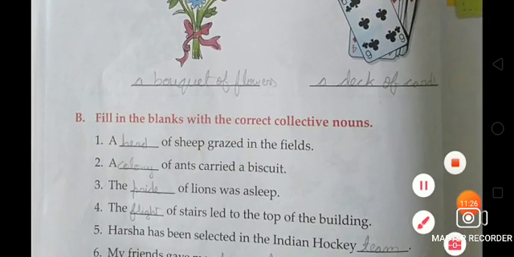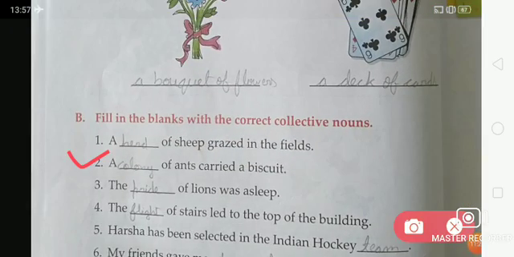Next is, a dash of ants carried a biscuit. So we will write here colony. Third is, the dash of lions was asleep. So we will write here a pride. Fourth, the dash of stairs led to the top of the building. So we will write here flight. Now the next, number 5, Harsha has been selected in the Indian hockey. We will write here team.